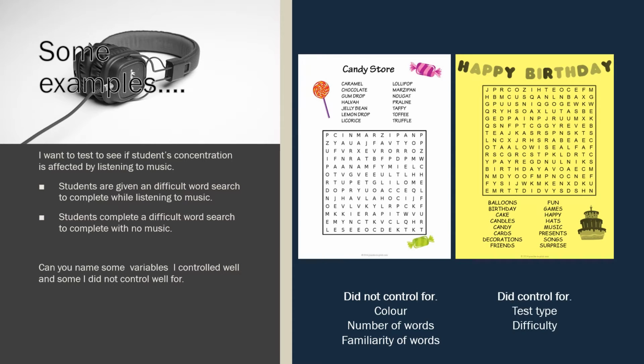Now here are some things that I think did do reasonably well. I think the difficulty of the words was similar, that they weren't too long. The type of test was also very similar, so that's always really good. At least I did 2 word searches, and it wasn't a word search and some Sudoku puzzle or something like that, 2 very different tasks. So at least I kept that the same.